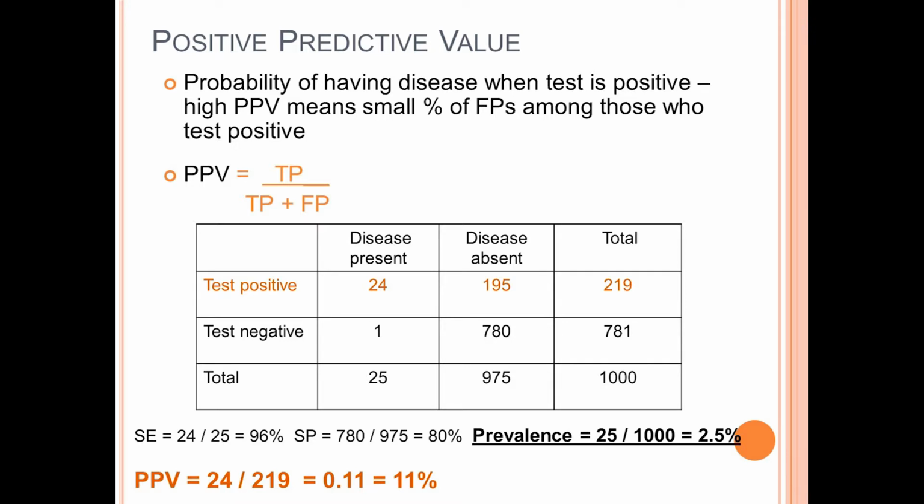In this case, we have a similar situation in terms of sensitivity and specificity: the sensitivity is 96%, the specificity is 80%, and the prevalence, though, is 2.5%. And at a prevalence of 2.5%, the positive predictive value is only 11%. Because, again, if you've got more sick people in the population, positive predictive value is going to be higher. If you have fewer sick people in the population, it's going to be lower.